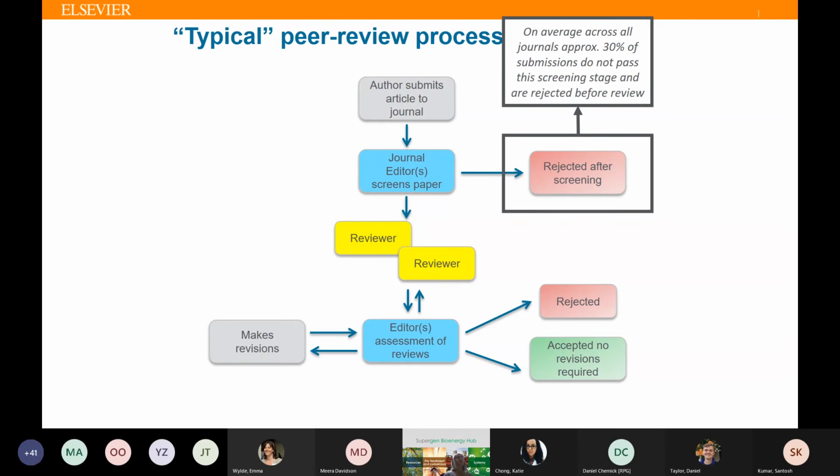So on average, 30% do not pass the screening stage and are rejected before review. In Biomass and Bioenergy, it's above 50%. I think it has in some years been as high as 70%. So you've got to be really careful. I find that usually it is unusual to find good science hidden behind badly written and badly formatted papers. Generally, if the writing and the formatting is bad, the science is not that exciting.